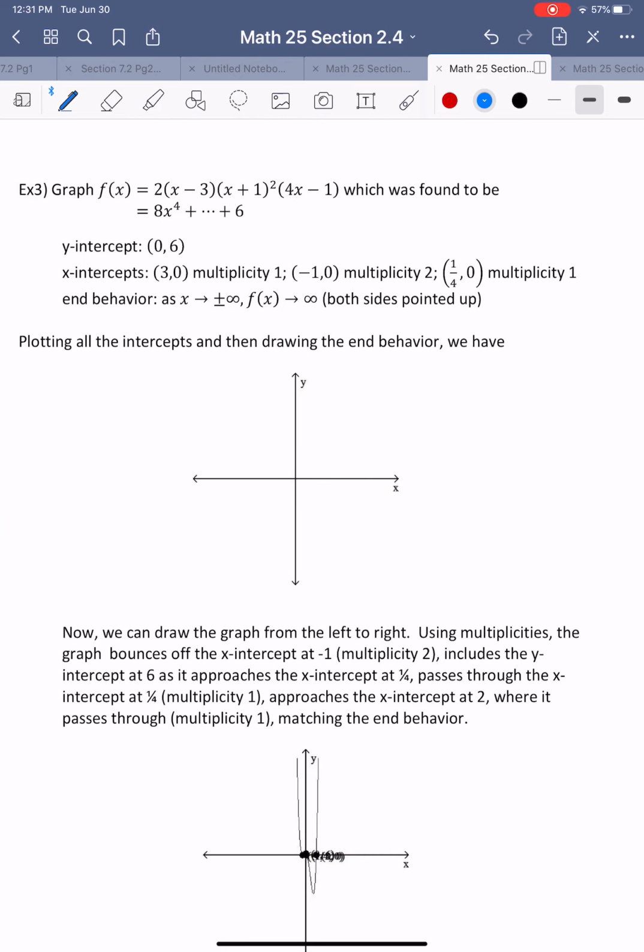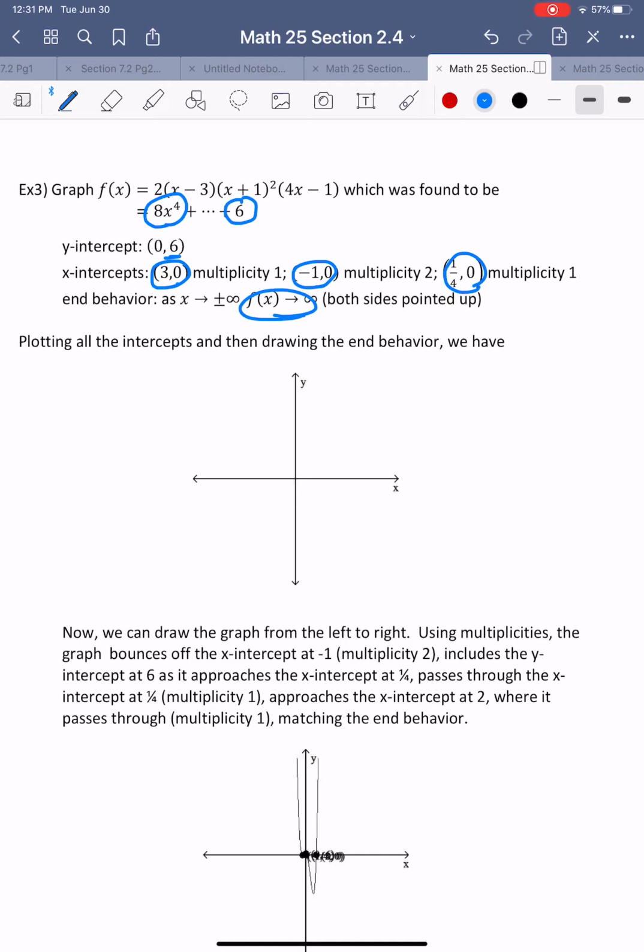Example 3, f of x equals 2x cubed minus x plus 1 squared times 2x minus 1. When you multiply out, the y-intercept is 6, and the x-intercepts are 3, 0, negative 1, 0, and 1/4, 0. It's a degree of 4 with a positive leading coefficient, so both sides go up.